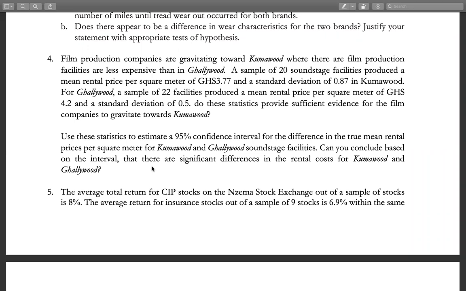Once again, forget about the numbers that we are building here. Think of what the question seeks to provide. Do these statistics provide sufficient evidence? Now, I want someone to help me. Before you ask your question, you will help me with answering this question. Since your hand is up.